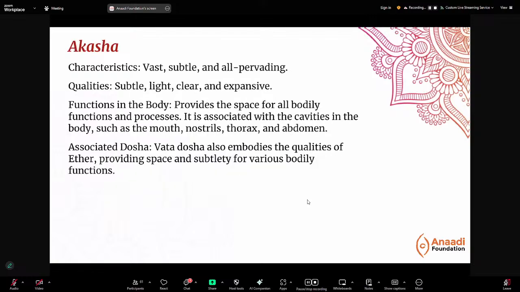Okay. Akasha, it is vast, subtle, and all pervading. It is very light and expansive. It provides space for all the bodily functions and processes. It is associated with the various cavities in the body, such as the mouth. This is the cavity, right? The nostrils, this is a cavity. There is nothing over here. The thorax and abdomen, all these are spaces in the body, which represent Akasha Tattva. Vata dosha is associated with Akasha.